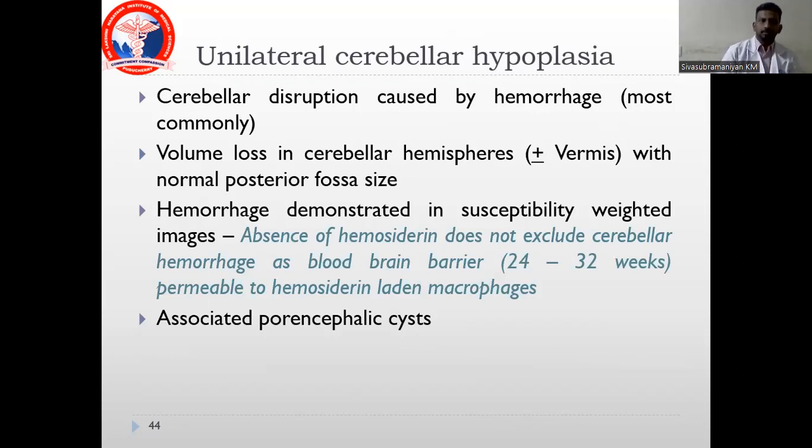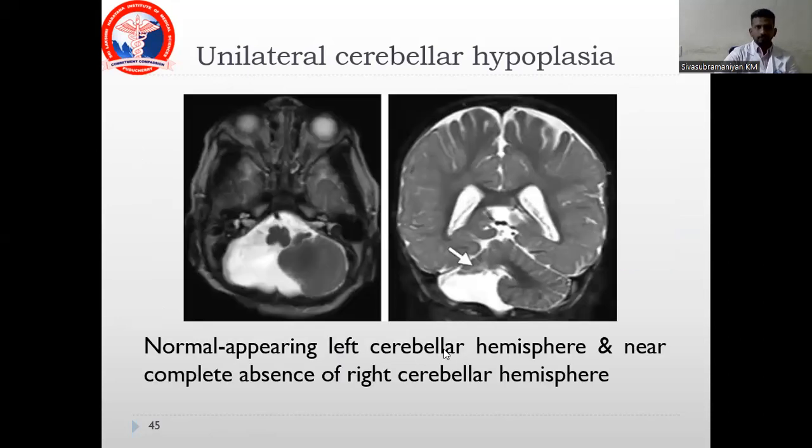Sometimes you can have a unilateral cerebellar hypoplasia that is caused by hemorrhage, and there is volume loss in the hemisphere with or without involvement of the vermis. And usually the hemorrhage is demonstrated in the susceptibility image, and if it happens in the 24 to 32 weeks of antenatal life, you need not necessarily see hemorrhage, and absence of hemosiderin does not exclude cerebellar hemorrhage because the blood-brain barrier is still porous and it can permeate the hemosiderin macrophages to exit the cerebellar parenchyma. And you also have porencephalies that are part of the sequelae.